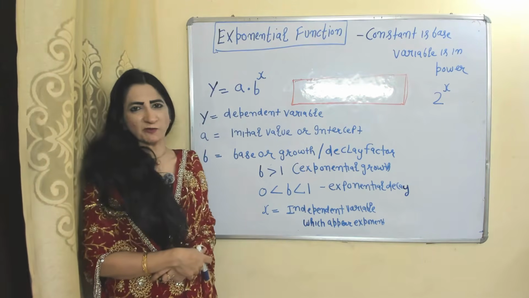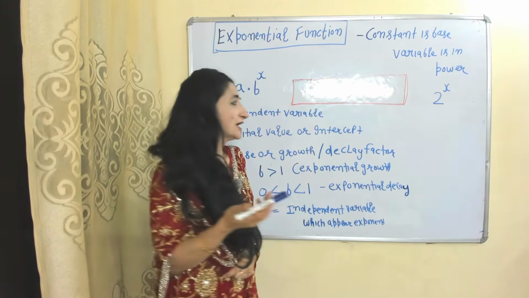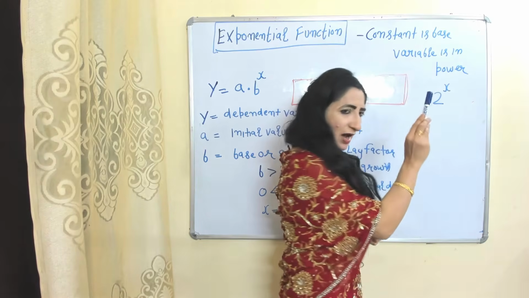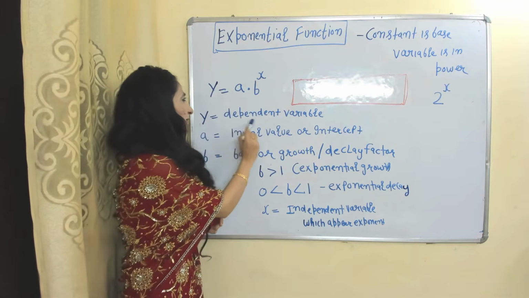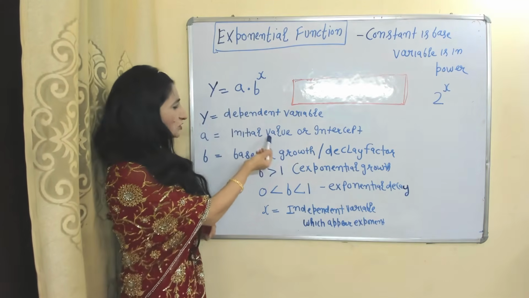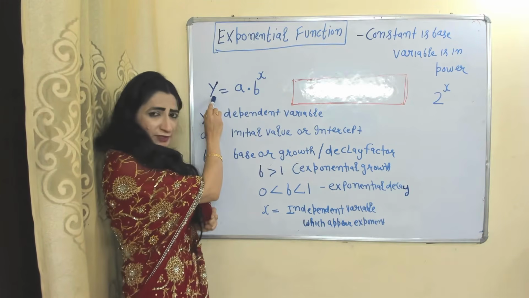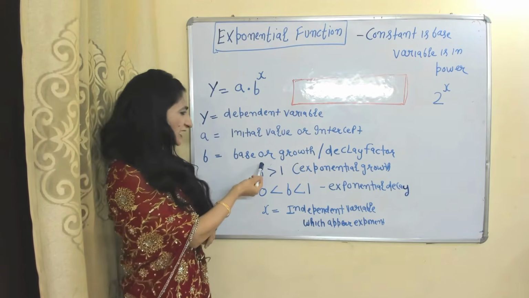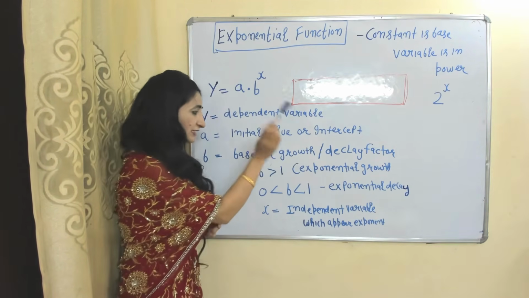Next is the exponential function, where the constant is the base but the variable is in the power. Here you can see our base 2 is constant but the variable x is in the power. It will be called an exponential function. Equation: Y is the dependent variable, A is the initial value, or you can say A is the intercept, which shows the value of the dependent variable when the independent variable is 0. B is the base, B also shows the growth rate, B also works as a decay factor.